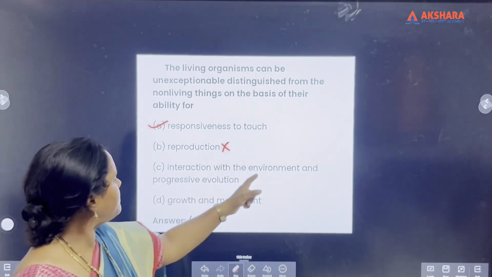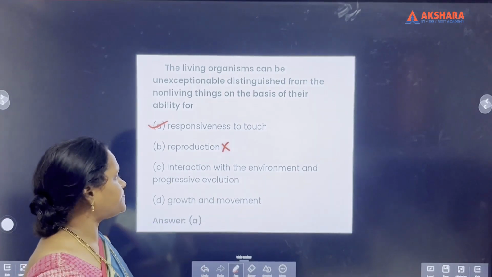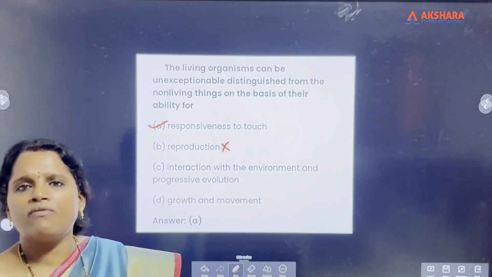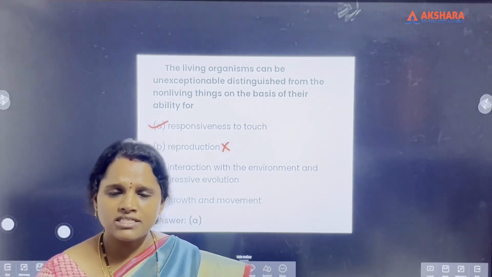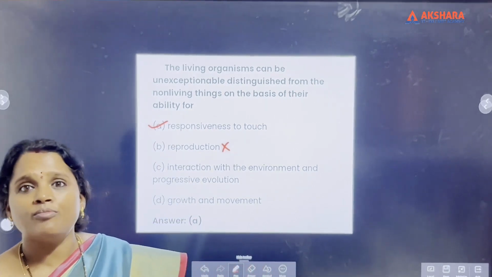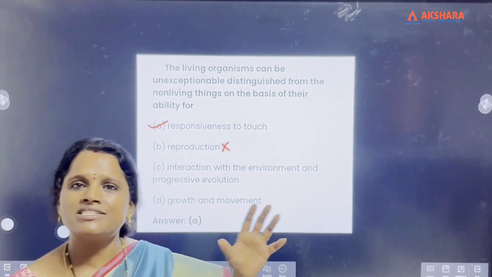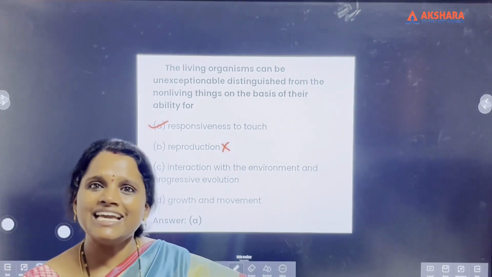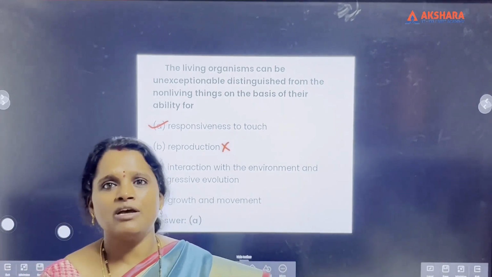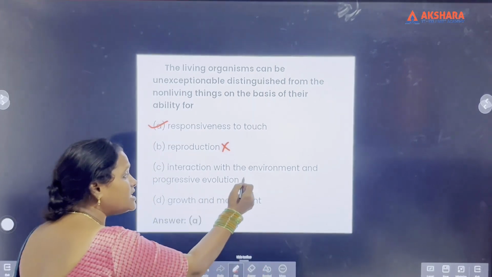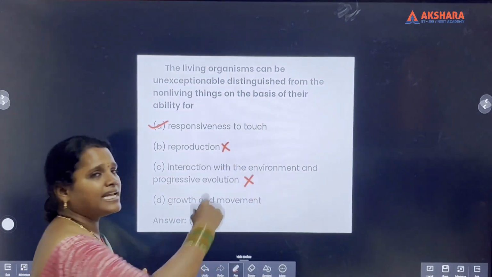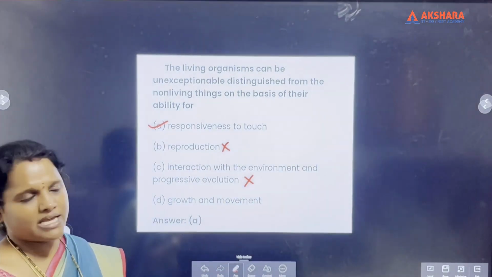Interaction with the environment and progressive evolution. All organisms do evolve. We know that living forms do evolve. And what about non-living things? Take a mountain as an example. A mountain is growing in its structure gradually and increasing its outer external mass. So growth is from outside. This character also cannot be taken as a distinguishable character.